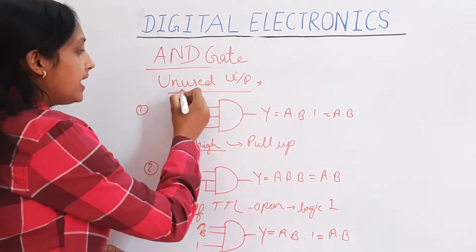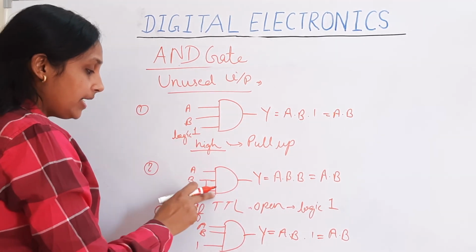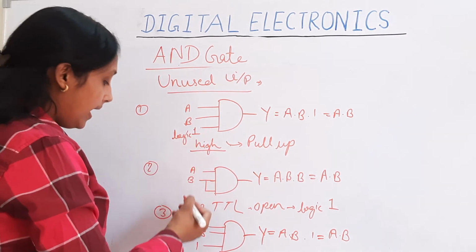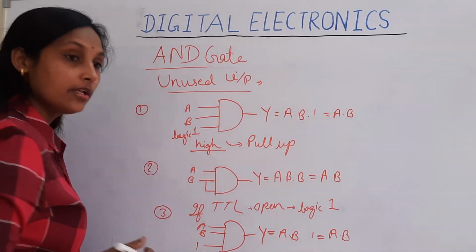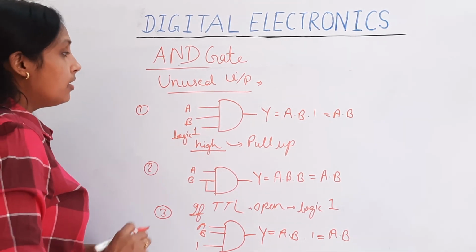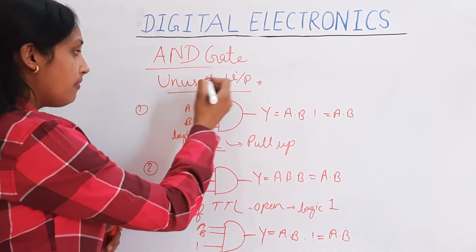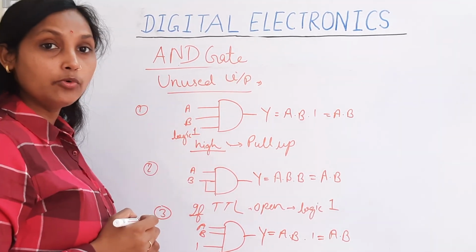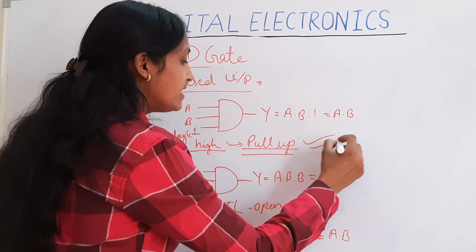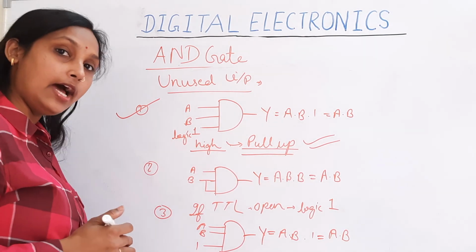So we can say that the unused input of the AND gate can be connected to logic 1 or high, or to either A or B, one of the inputs of the AND gate, and third, if it is TTL, you can leave the pin open. If someone asks what is the best procedure for using an unused input of an AND gate, we can say doing pull up, connecting it to logic 1 or high.